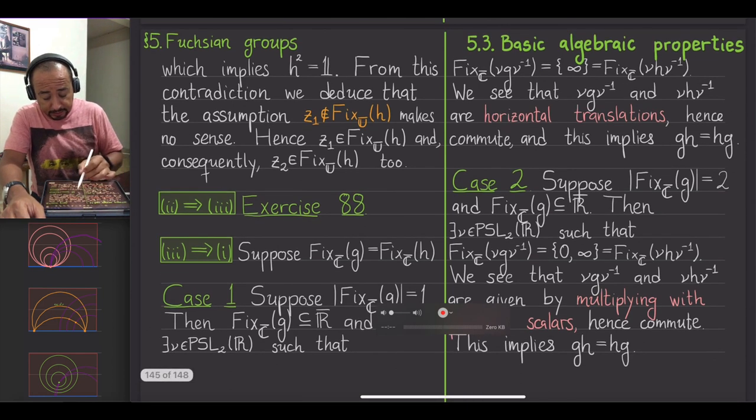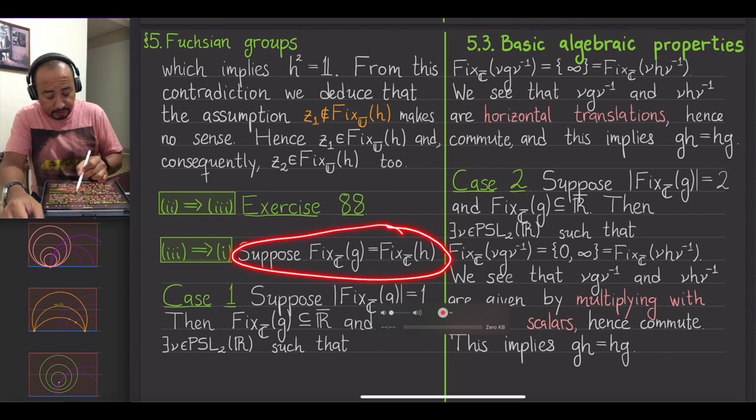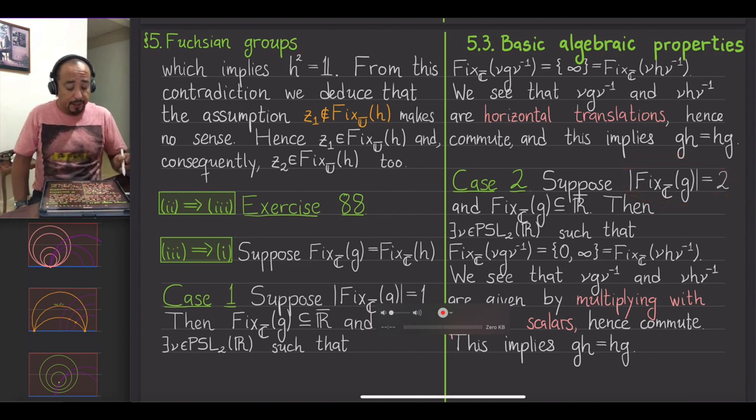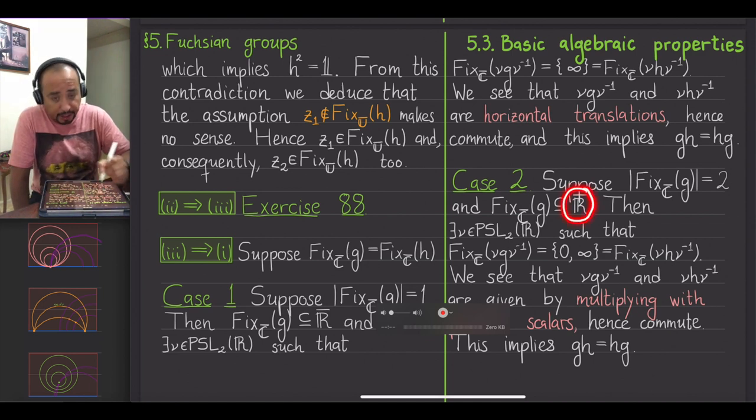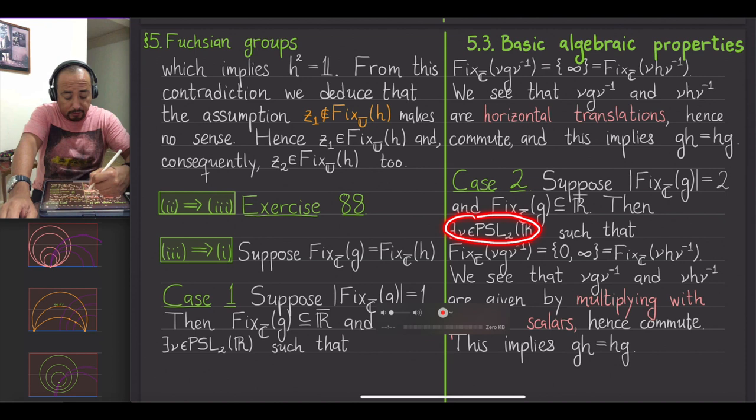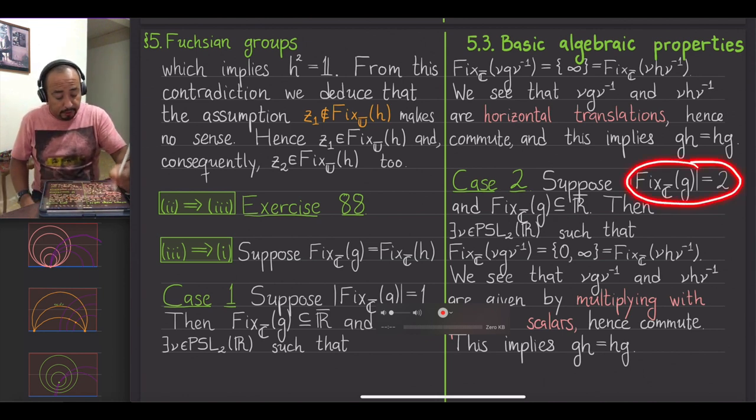So we see that if they have the same set of fixed points in C bar, and actually it's only one fixed point, then they commute. Now we are assuming that the set of fixed points are equal, but now let's assume that it's two of them, and that both of them lie in R bar. The case when this is not the case is going to be analyzed later as a third case. But in any case, again, there exists a nu in PSL2R, not only PSL2C, that moves these two fixed points to zero and infinity.